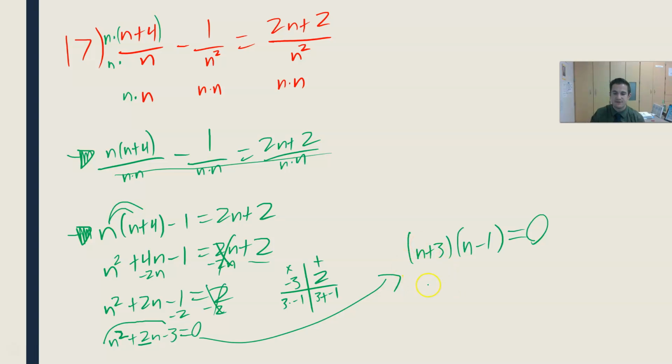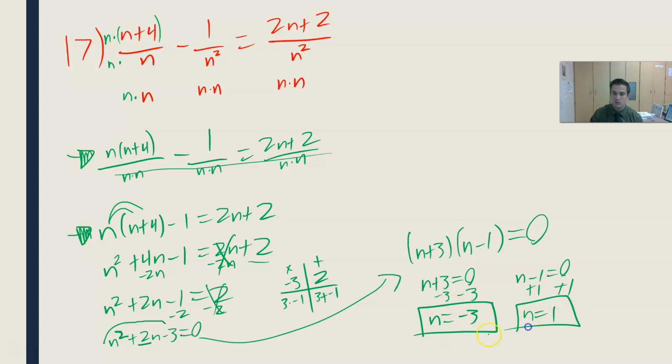Now that I have this in factored form, I'm going to set both of these equal to 0 and solve for n. I get my solutions to be n equals negative 3 and n equals 1. Those are my two solutions, n equals negative 3, n equals 1.